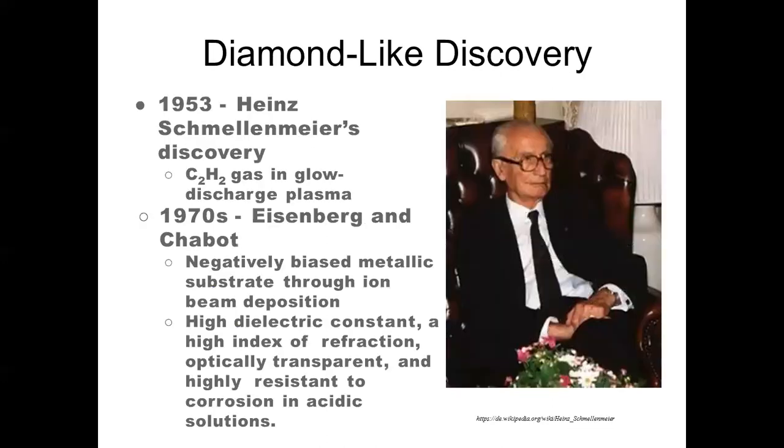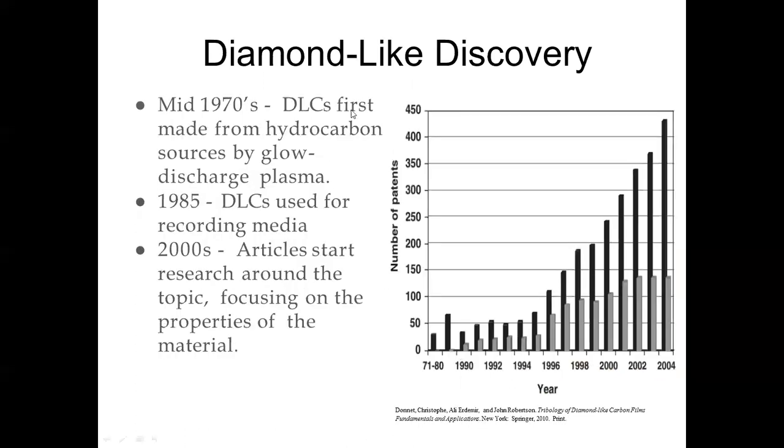So in 1953, this gentleman discovered how to deposit diamond-like films in a gas discharge plasma, and then it moved on from there in the history of this particular material, and certainly an important material. So in the mid-70s, diamond-like coatings were first made from hydrocarbon sources in the glow discharge. And then in 1985, diamond-like coatings were starting to be used for recording material. And then in the 2000s, we can see a rapid growth in articles around this topic, focusing on the application of diamond-like coatings.